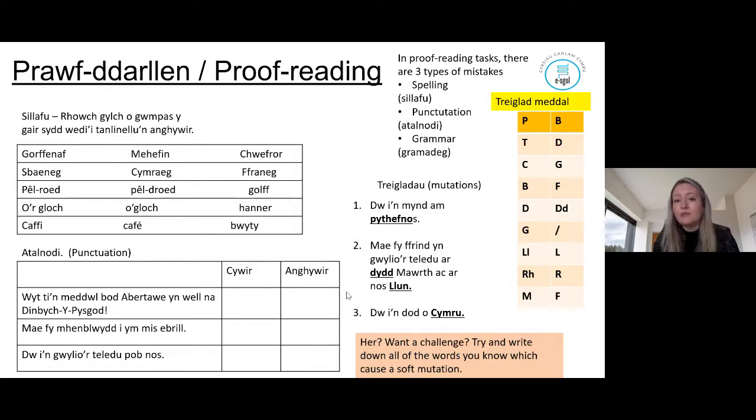So think about the months of the year, okay? Think about how you say the word, right? Gorffennaf, mehefin, chwefror, and check all the letters. All the sounds of the letters are there as well. Okay, so I'm going to give you hanner munud, half a minute now to write in the chat what word you think is incorrect.